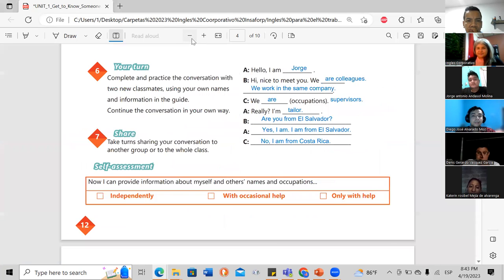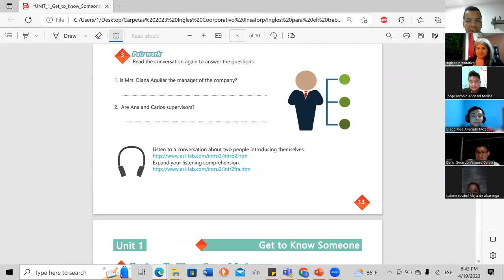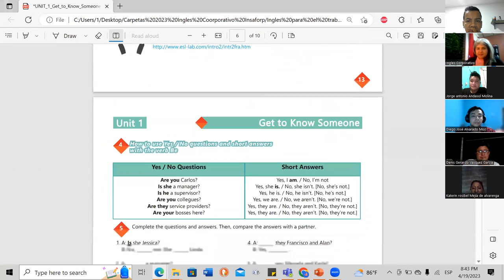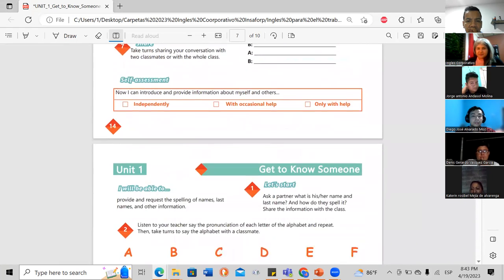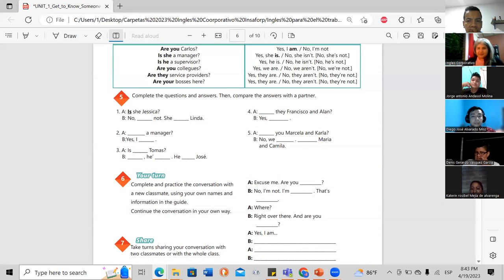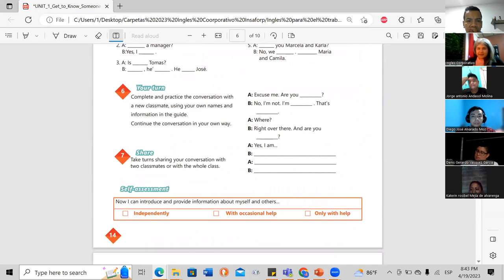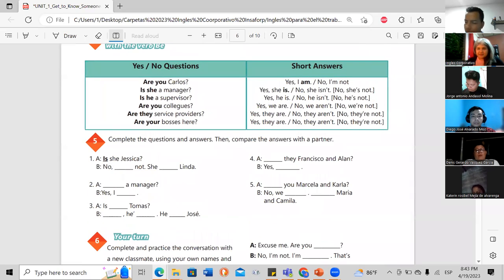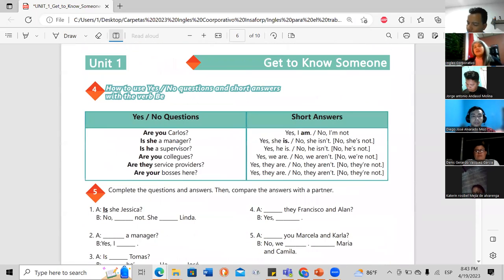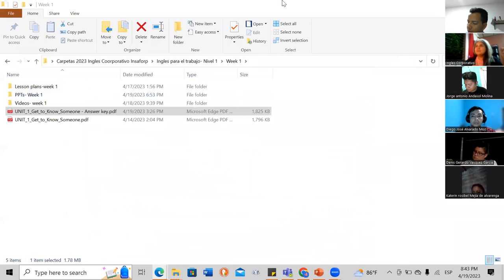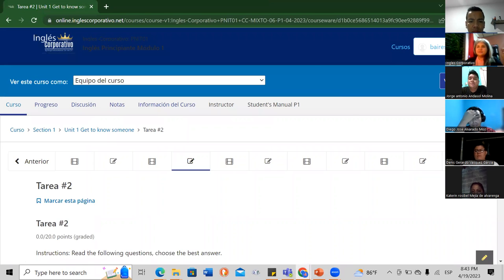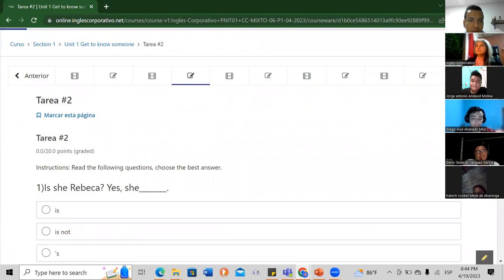For tomorrow, let me see. Try to work on page 14. Trabajen en la página 14 para mañana, ¿ok? Tráiganme eso completo. Página 14. Now we're going to work in the platform. Vamos a trabajar en la plataforma, en la tarea 2. Les doy unos minutos para que se puedan entrar a la plataforma.